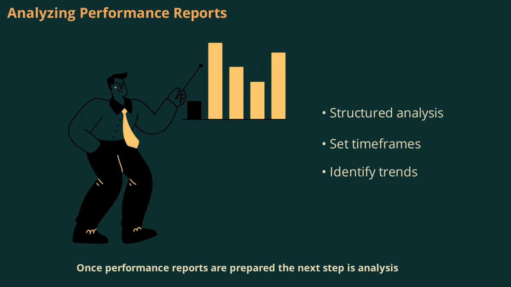Once performance reports are prepared, the next step is analysis. Senior managers or experts review the data, both quantitative and qualitative, to identify trends, strengths, and weaknesses. The analysis should be structured, starting with goal setting and ending with an action plan. Setting a clear timeframe for analysis, such as monthly or quarterly, helps track progress and spot trends over time.